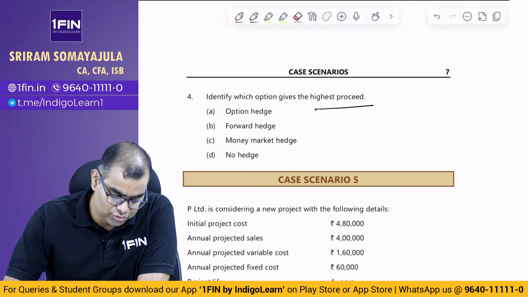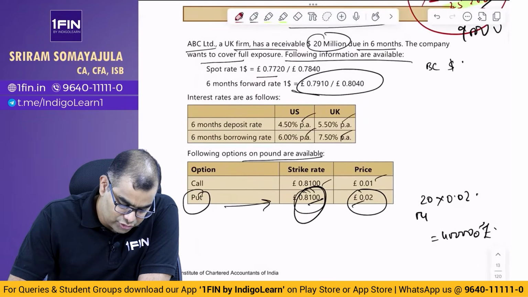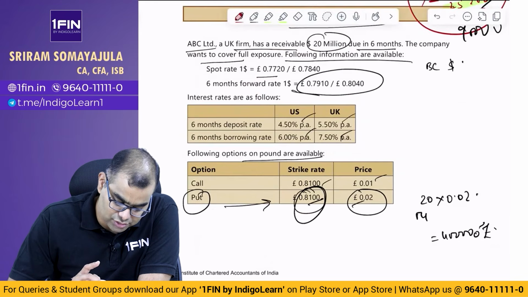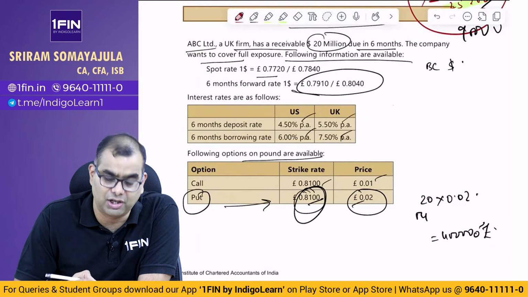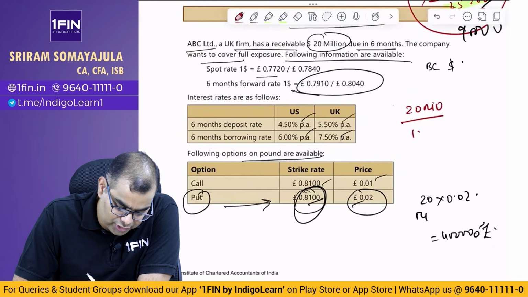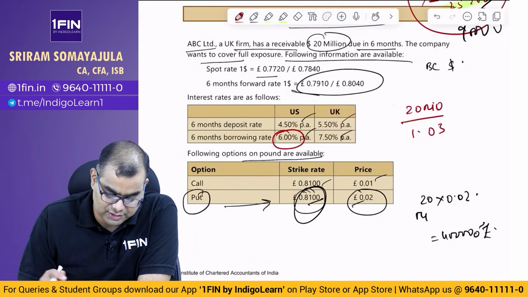Okay, money market hedge. Can you do it? How will you do it? Because you're going to receive money in dollars, you borrow now in dollars and convert it into pounds. You put it in pounds and then repay the dollars. So you have to borrow 20 million by 1.03, since you're borrowing in US at 6% per annum, which is 3% for half a year.